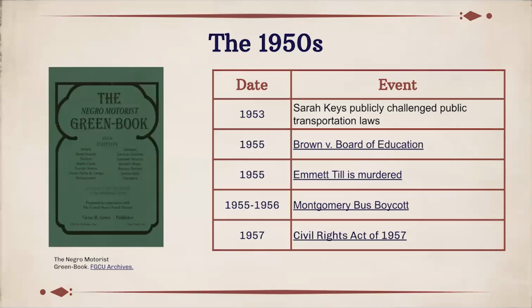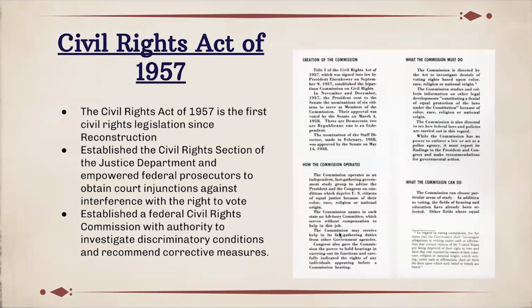And in 1957, the Civil Rights Act of 1957 was passed. The Civil Rights Act of 1957 was the first civil rights legislation since Reconstruction. This new act established the Civil Rights Section of the Justice Department and empowered federal prosecutors to obtain court injunctions against interference with the right to vote. It also established a federal civil rights commission with authority to investigate discriminatory conditions and recommend corrective measures.